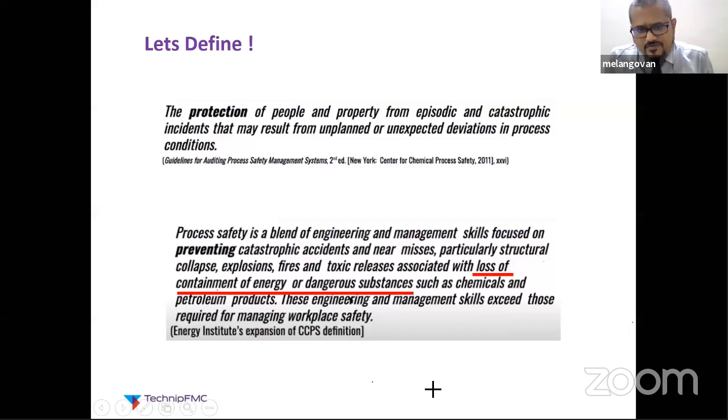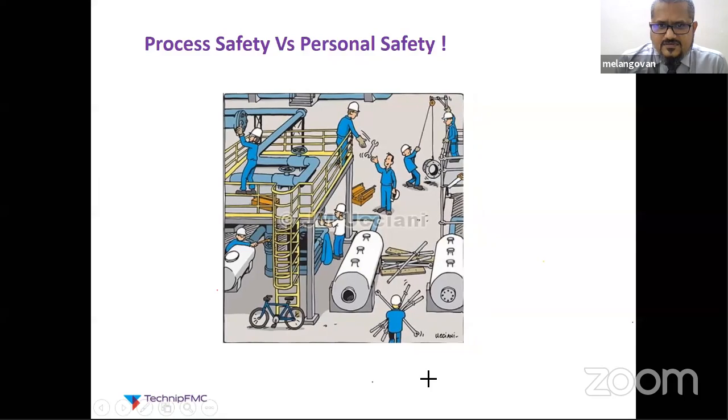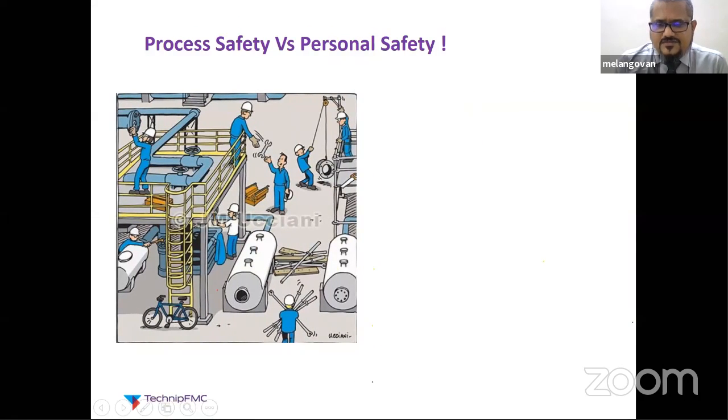Now we move further into how we differentiate process safety from personal safety. I am giving you one example here. This is one of the cartoons. It's showing a typical industrial activity. As you see in this cartoon, you can find a number of unsafe acts or hazards. For example, there is a chance of this spanner hitting the person's head. He is not wearing a helmet. This cyclist is parked on the way of escape, and he is standing on the handrails. So you can list out a number of such unsafe conditions or hazards.